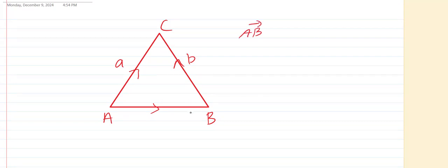Whatever vector you have to find, you will go along the closed path of the vectors. For example, if you have to find AB, obviously we cannot go directly. Go to the indirect path of this one. And what is the indirect path of this one?